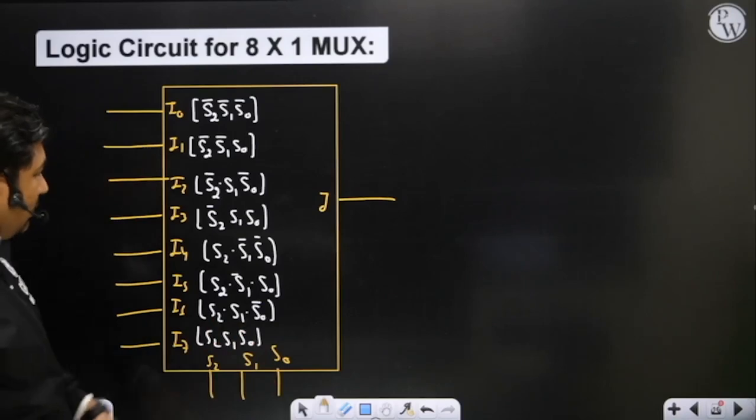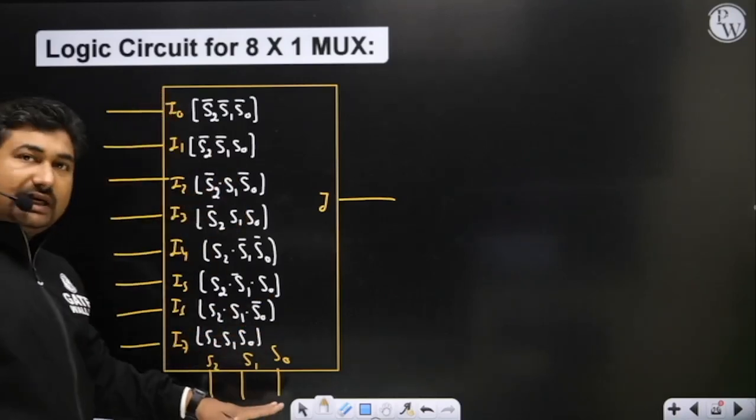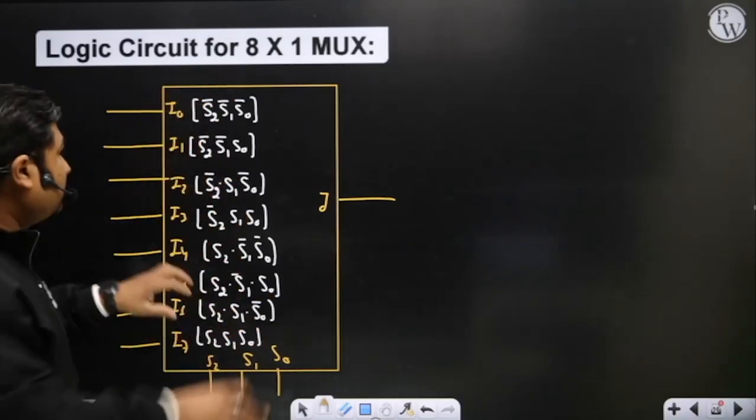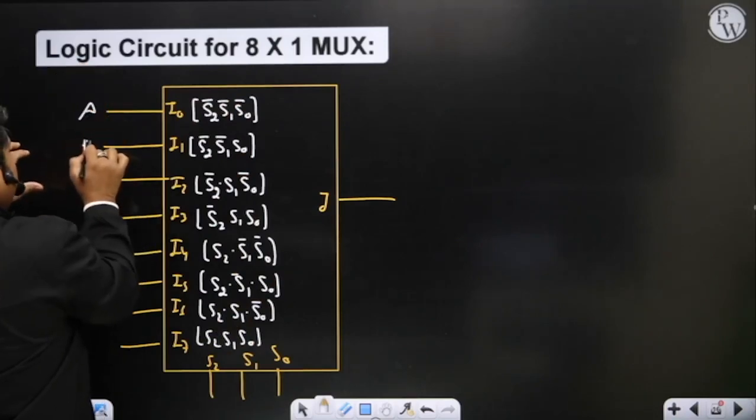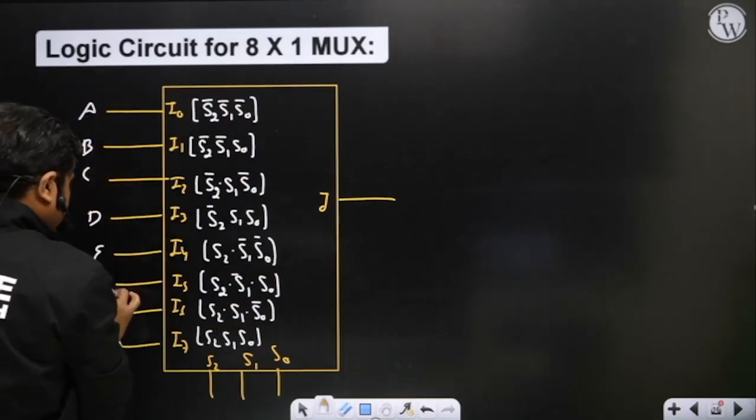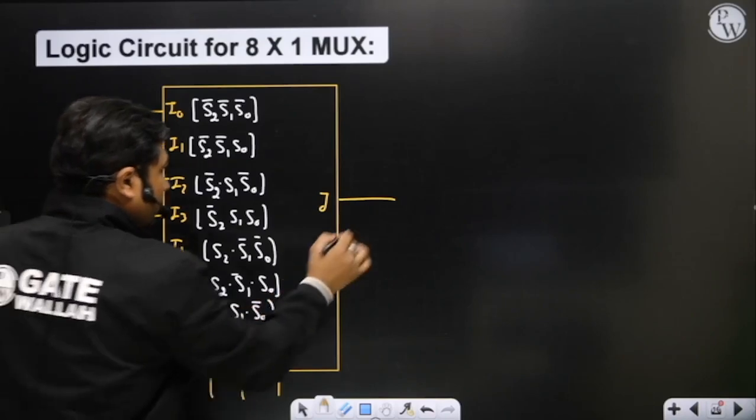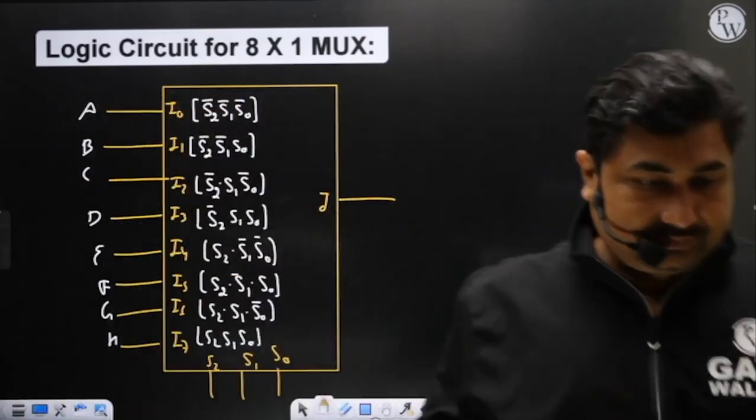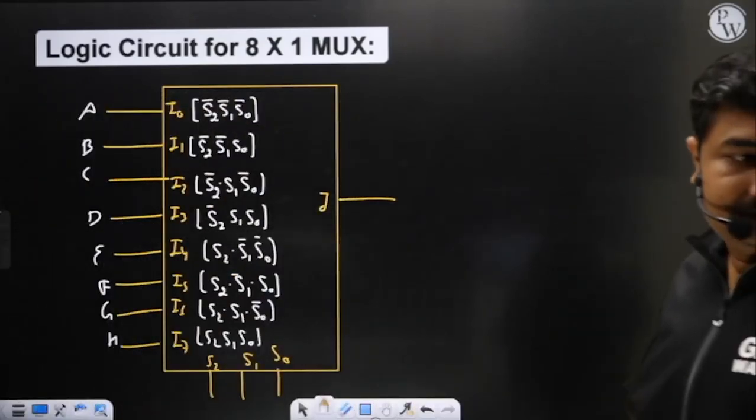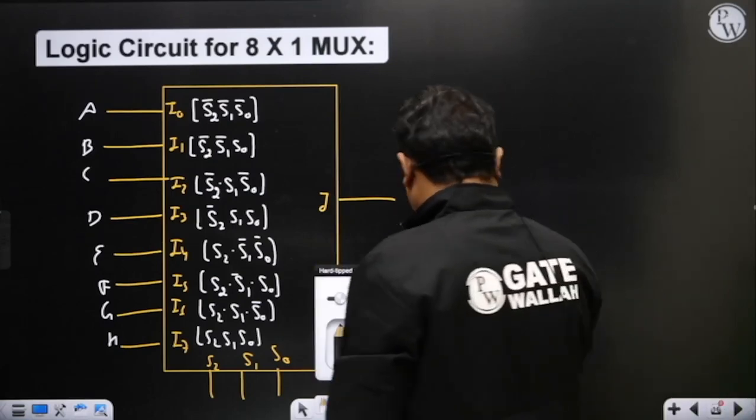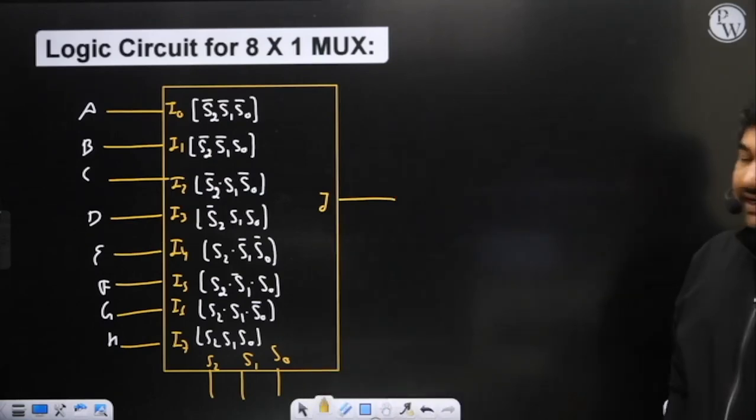We are able to understand, sir, that because of the select lines, we are getting this here. This is going to be multiplied here, A, B, C, D, E, F, G, H. Now you will get the output accordingly. Is it okay? Great, sir. So hoping up to this part, everything is clear.